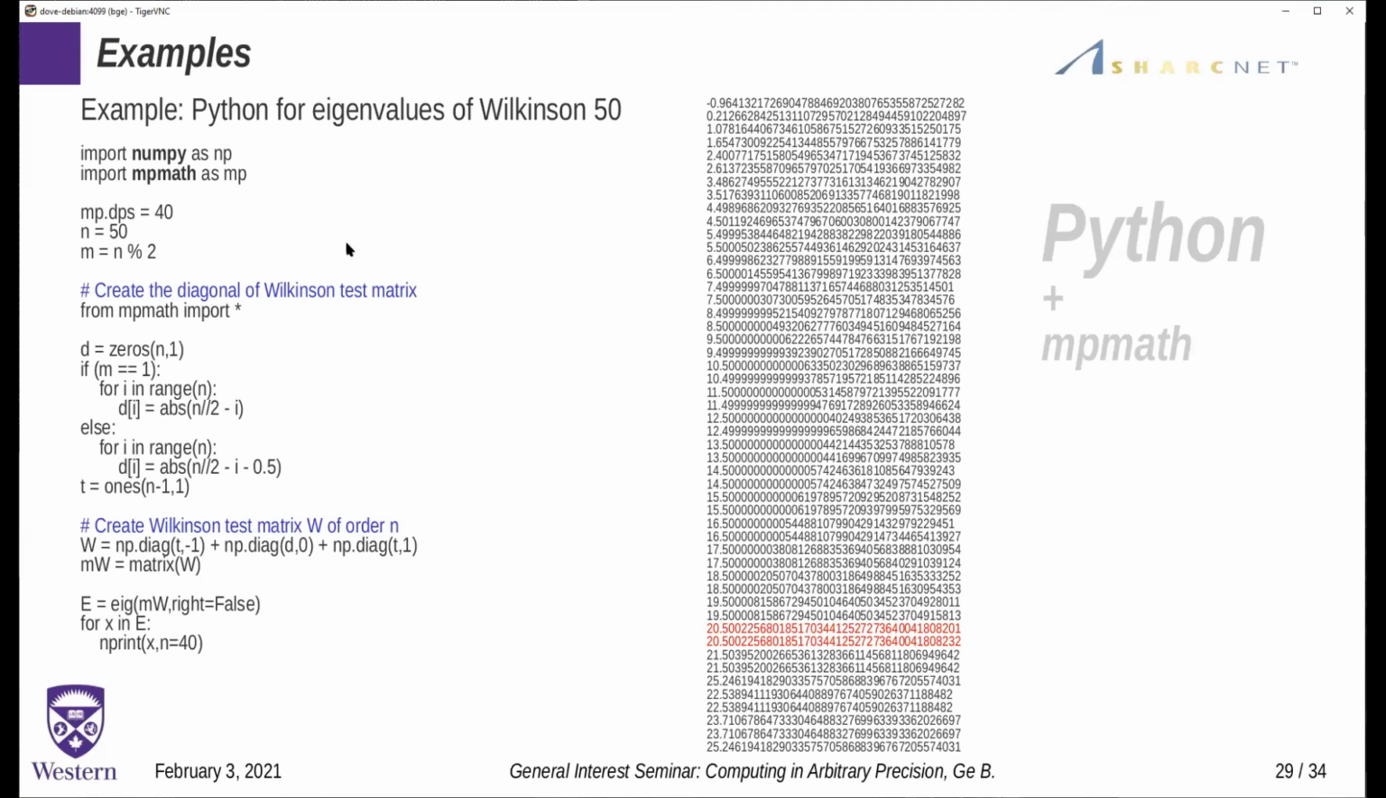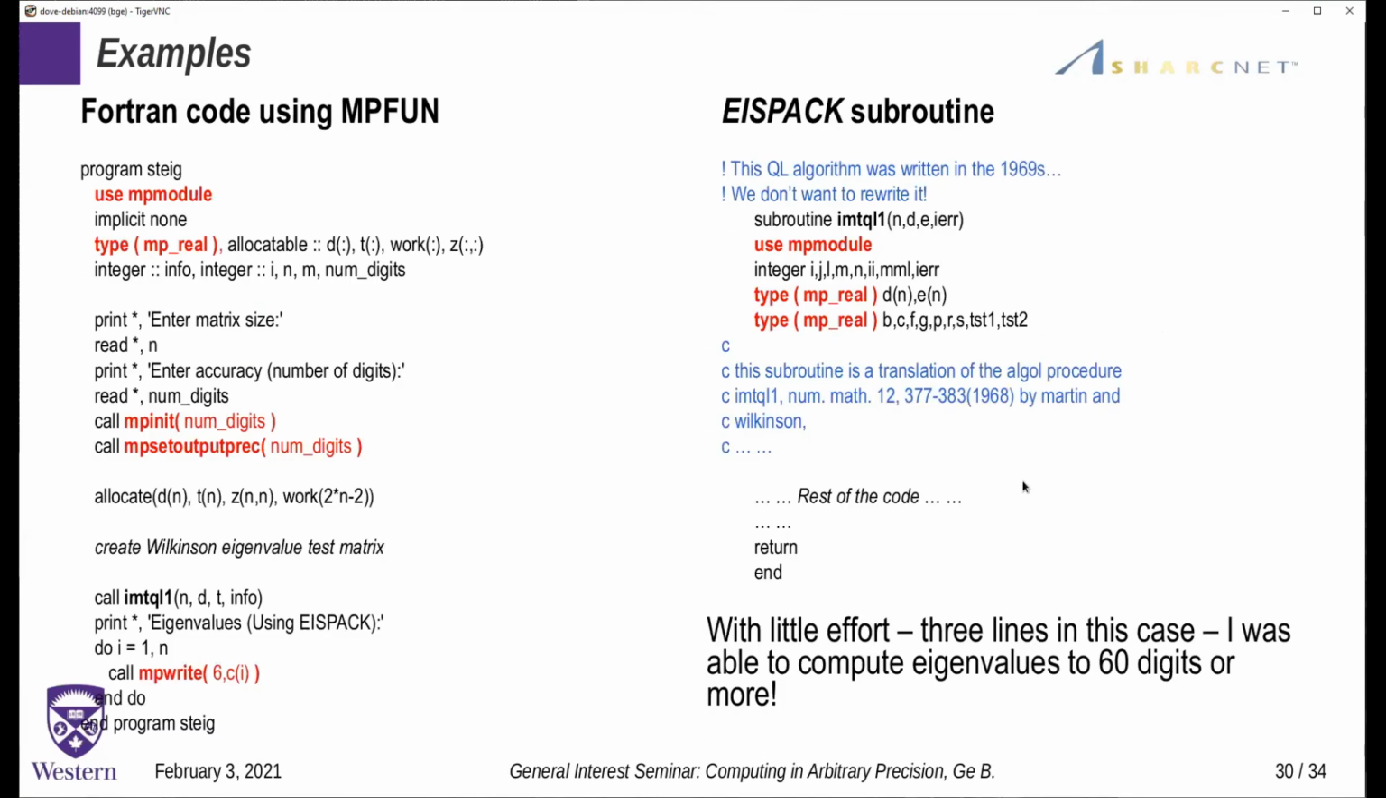This one is in Python. The next one is in Fortran. The right-hand side is the main program in Fortran. We use the MP module, which is included in MP fun. Instead of using real or double, we're using the type mp_real. We define the diagonal and off-diagonal and some work spaces. And then we initialize the MP package by the number of digits. For example, I want 40 digits, or 50 digits.